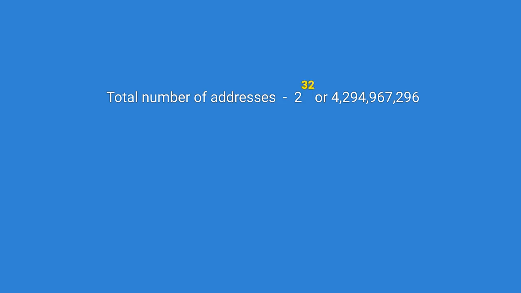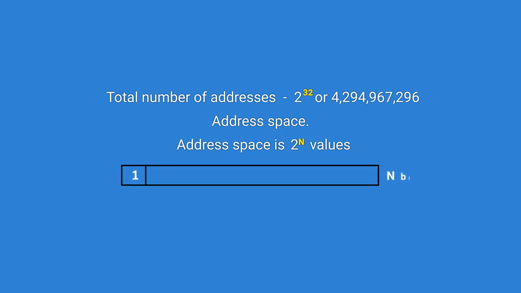The total number of addresses used by the protocol is 2 to the power of 32, or 4,294,967,296, because it uses a 32-bit long address. This is called the address space. Theoretically, if there were no restrictions, more than 4 billion devices could be connected to the Internet. The address space is 2 to the power of n, because each bit can have two different values, 0 or 1, and n bits can have 2 to the power of n values.